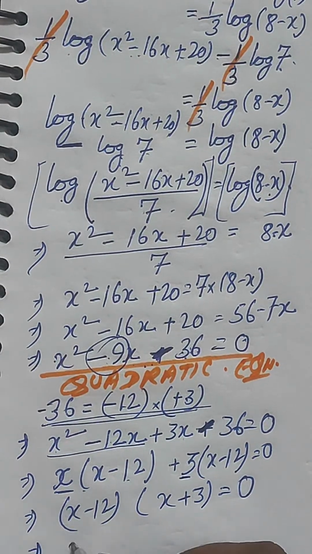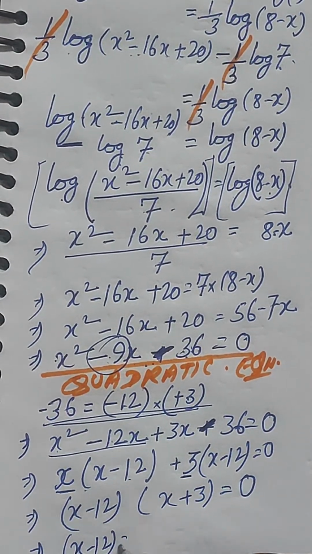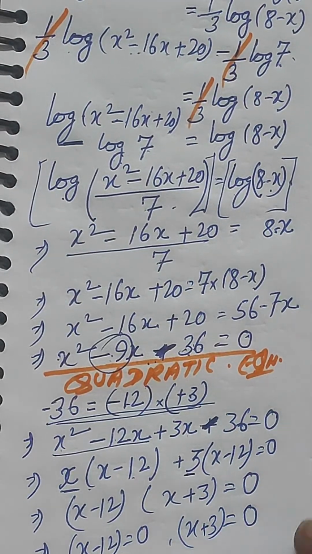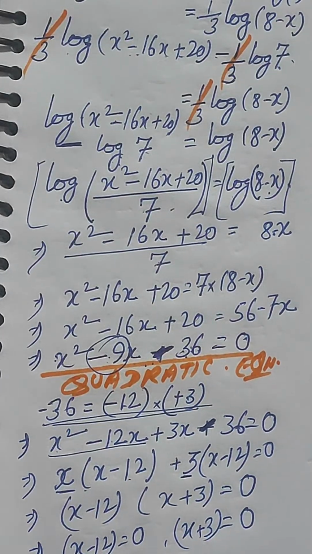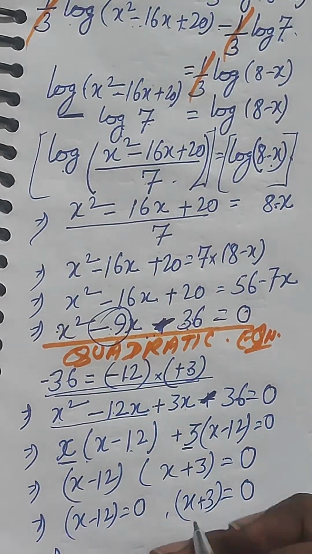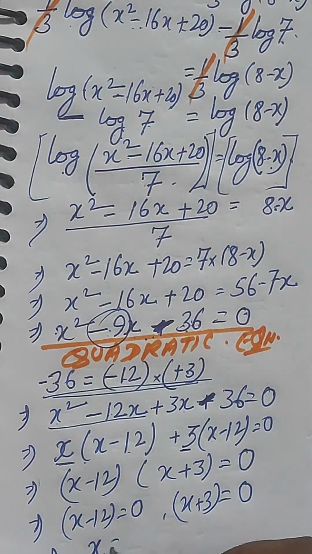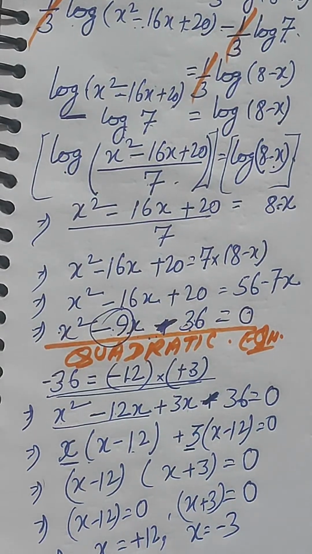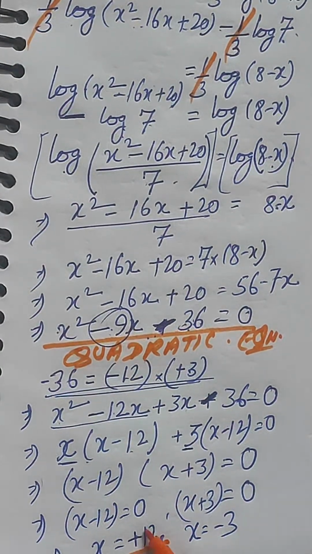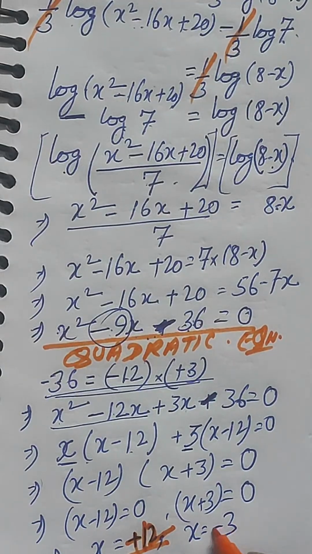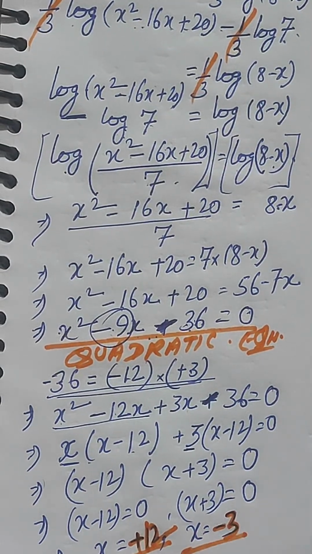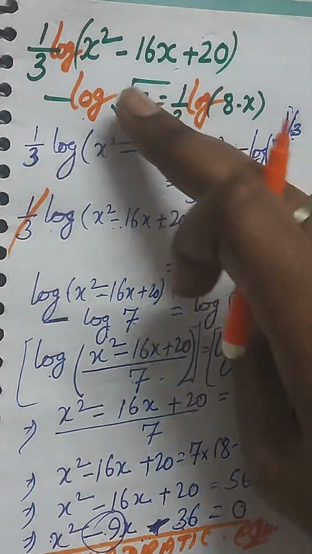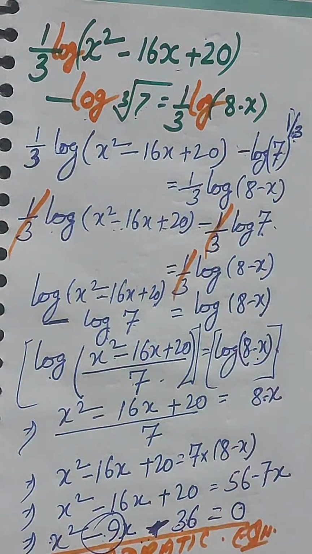So this will give you, we can equate x minus 12 as equal to 0 and x plus 3 as equal to 0, right? So this will give you the value of x as equal to plus 12 and x as equal to minus 3. So students, this is our answer, plus 12 and minus 3. These are the two values of x which are coming on solving the above equation. Okay, I hope you went through the steps.